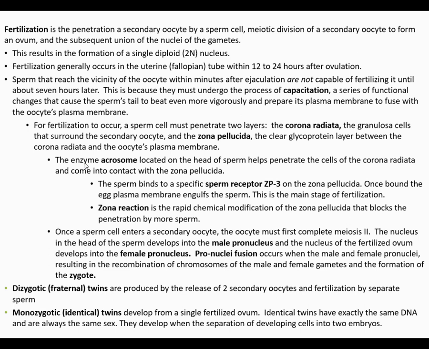Now, who's going to look exactly similar are monozygotic, or one-zygoted identical twins. And this occurs when that zygote is formed and then splits in half. And so what ends up happening is identical DNA. And so, especially in their younger years, they're going to look so similar that it's going to be very easy to confuse them.